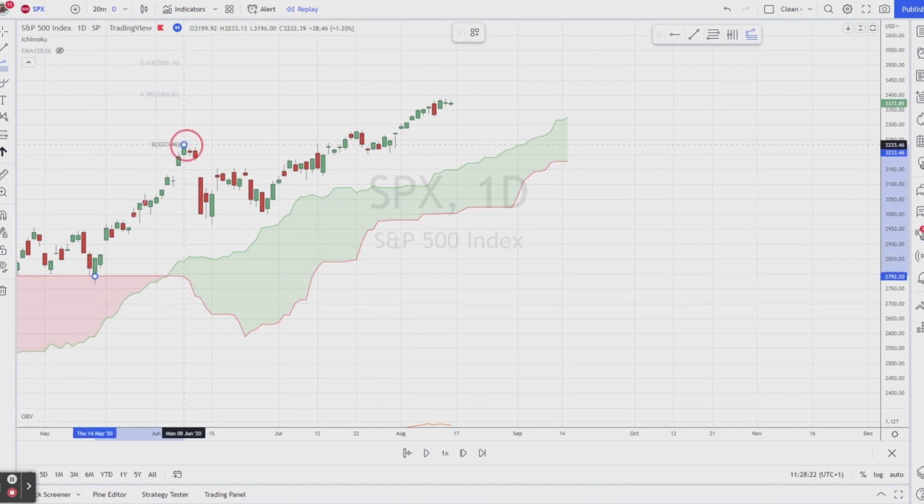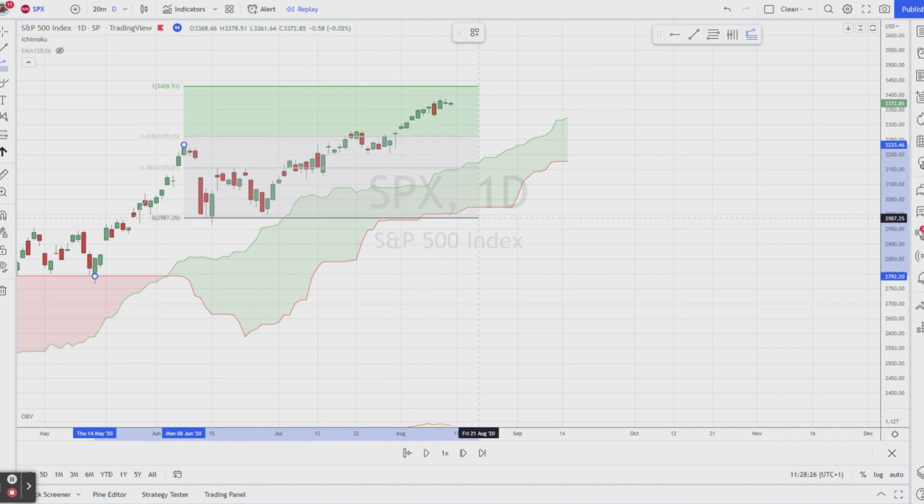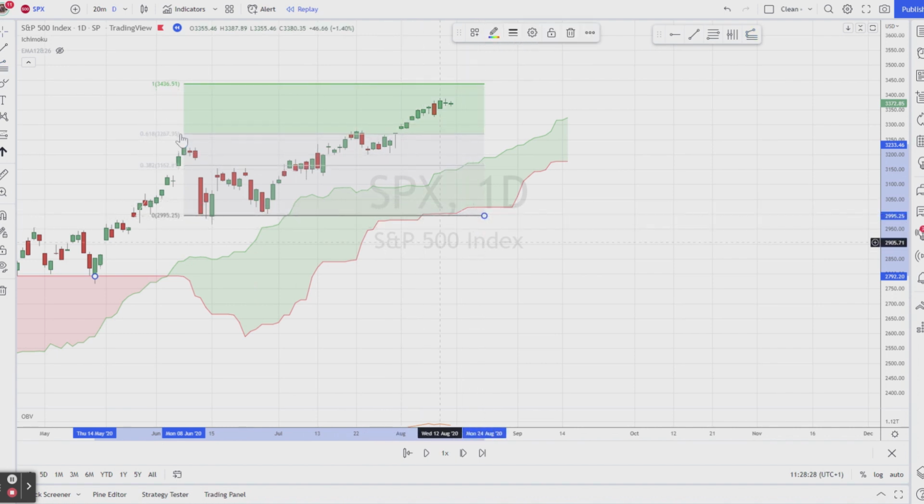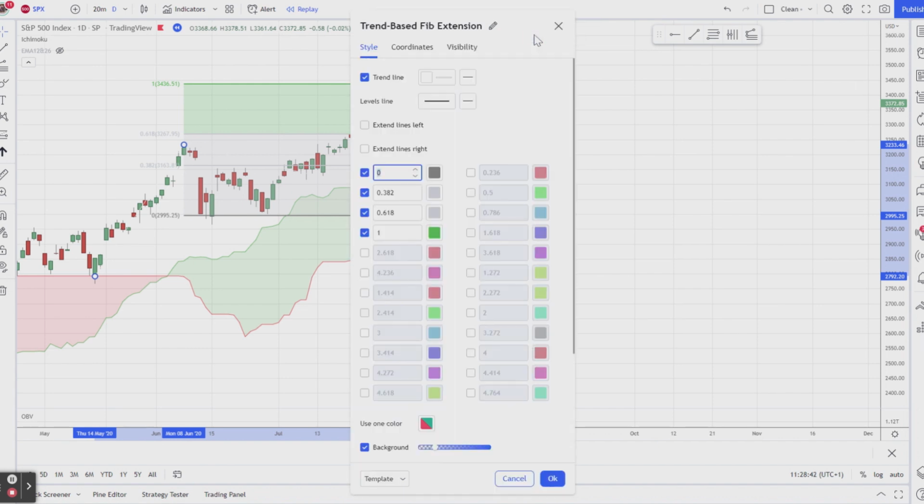You just pick a low, a high, and a low. And this green area is the target for this impulsive move. Again, the values, that's up to you to decide what values to work with, but myself, I use these levels for this indicator.